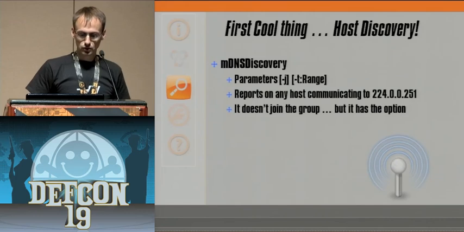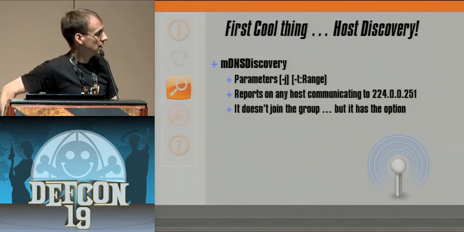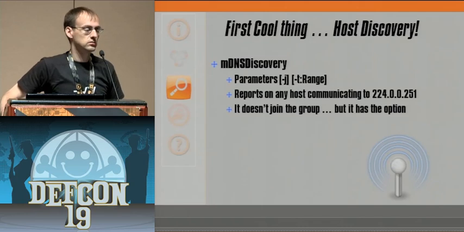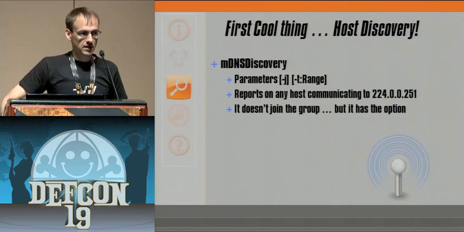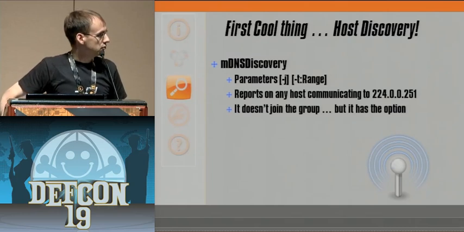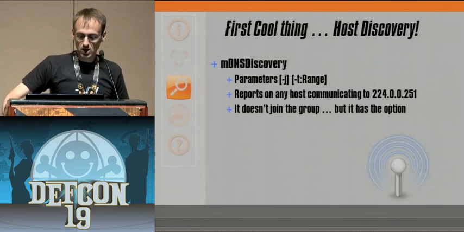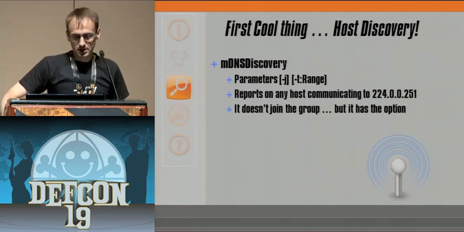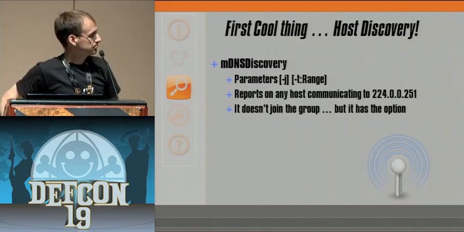Okay? So first cool thing, host discovery. I'm all excited. I want to use this on the network. I want to see what's out there, what's advertising. So there are the parameters. And like any good discovery tool, you are able to give this utility a range that you're interested in. It reports on any host communicating to the multicast address for multicast DNS. It does not join the group, but it does have the option.